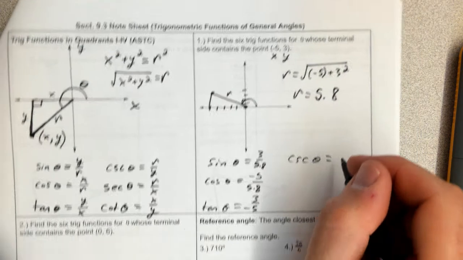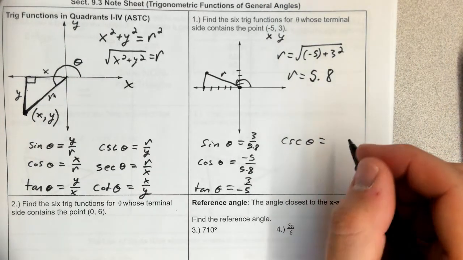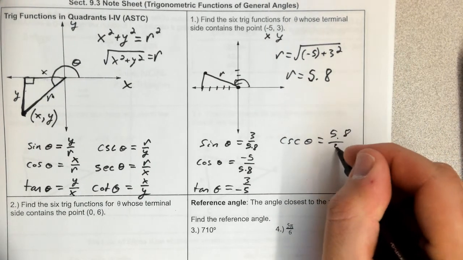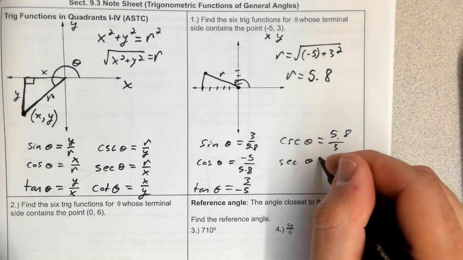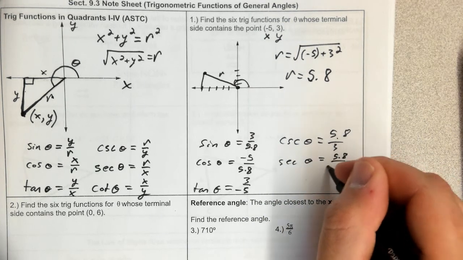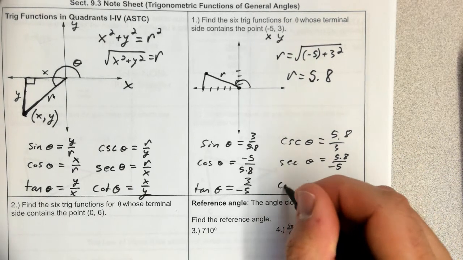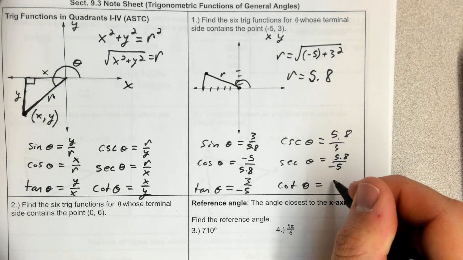And then the reciprocal functions just flip. So cosecant of theta is going to be equal to 5.8 over 3. Secant of theta is going to be equal to 5.8 over -5. And cotangent of theta is going to be equal to -5 over 3.